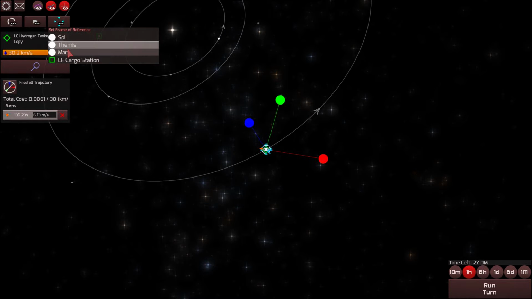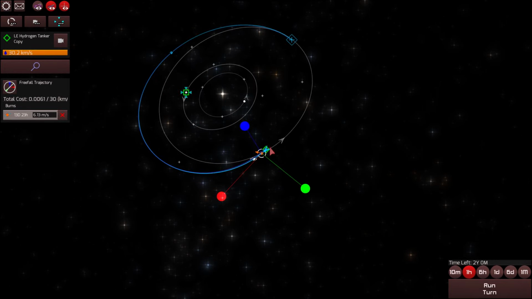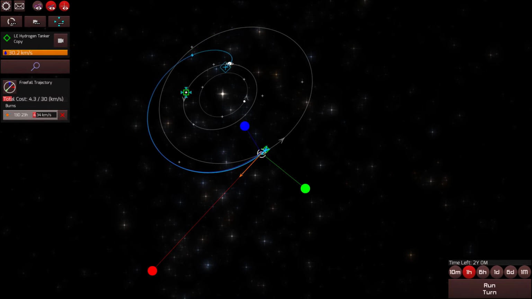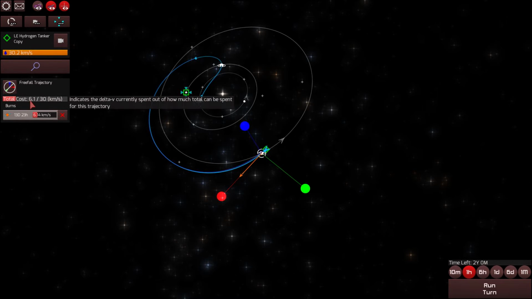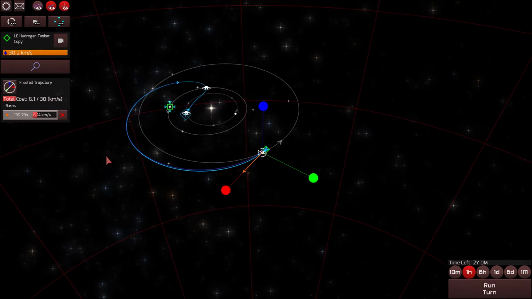Then I switch my frame of reference to Mars, and we see we have this massive orbit going all the way around that's going to come nowhere near Mars. So using this first trajectory node, I still want to modify it some more. I want to burn more, as you can see, my trajectory is coming nearer and nearer to Mars. You should only need to burn about 6 kilometers per second of Delta V on this initial burn out.